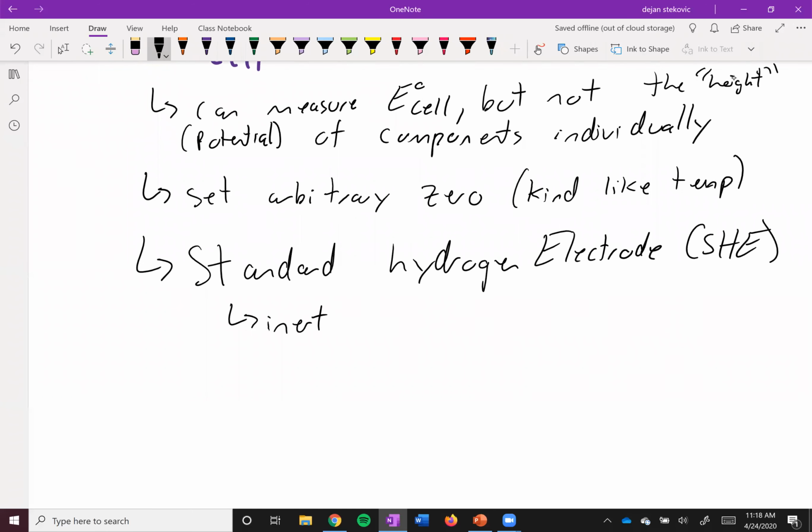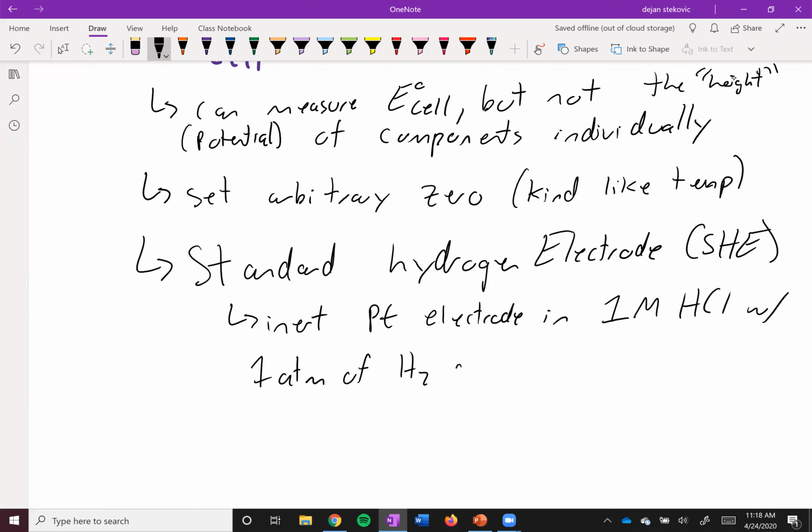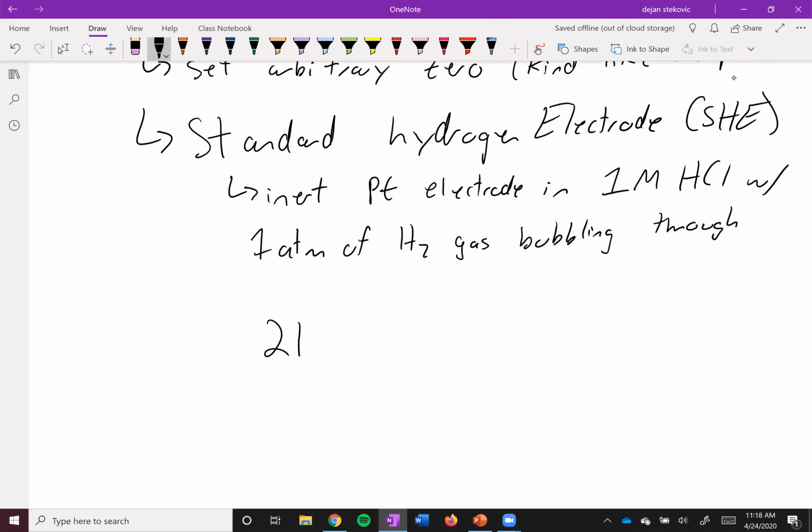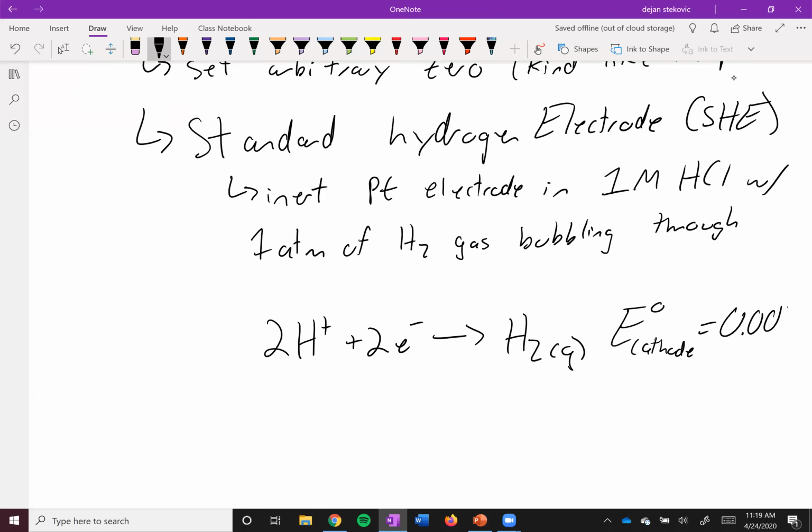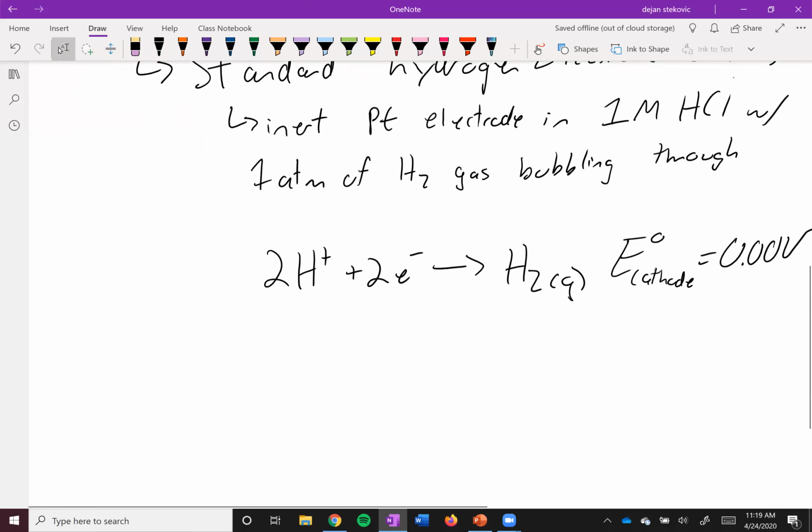So the standard hydrogen electrode is an inert platinum electrode in 1 molar hydrochloric acid with 1 atmosphere of H2 gas bubbling through. And what's going to happen here is 2 H pluses, our acid from HCl, are going to interact with 2 electrons, and they're going to form a molecule of H2 gas. And we define this as a cathode, and we say this is 0.00 volts, and everything is relative to it.